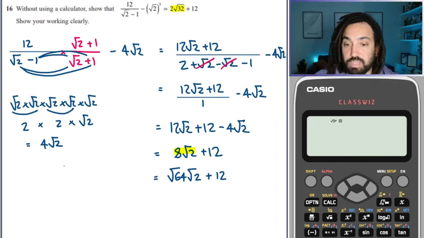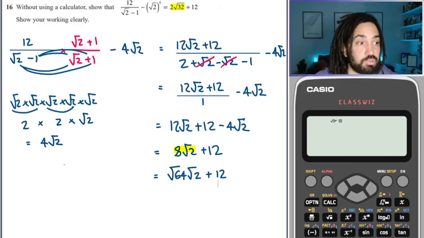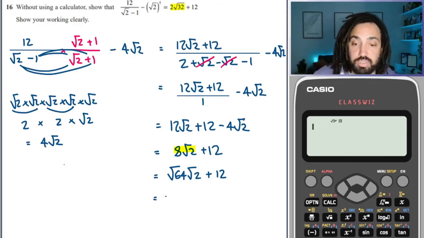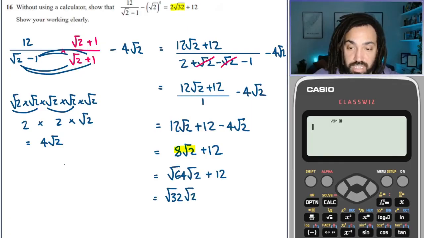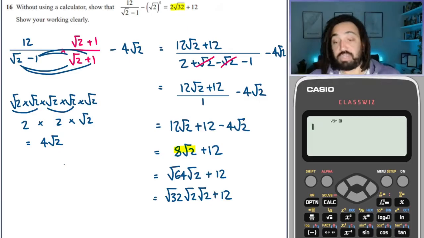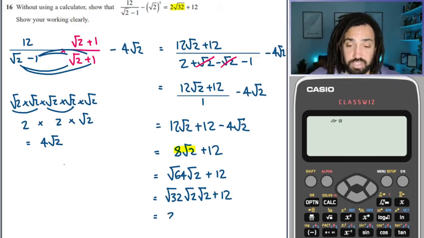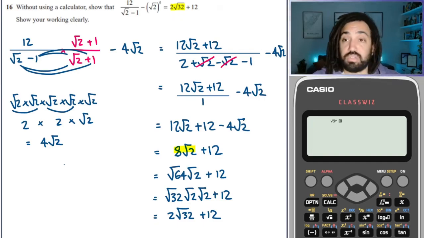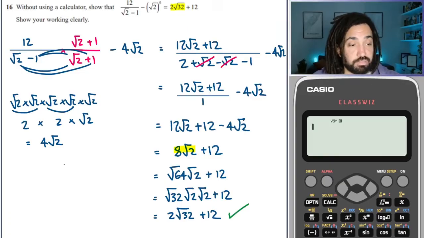Now what we want is a square root of 32, don't we? That's what we want. So if I want a square root of 32, I can say that the square root of 64 is the square root of 32 times the square root of 2. And then there's also another square root of 2 there as well. Perfect, so that works. And now the square root of 2 times the square root of 2 is 2. So this becomes 2 lots of the square root of 32 plus 12. So we've shown there nice and clearly that those two are equivalent, and we'll get ourselves the marks. Lovely.